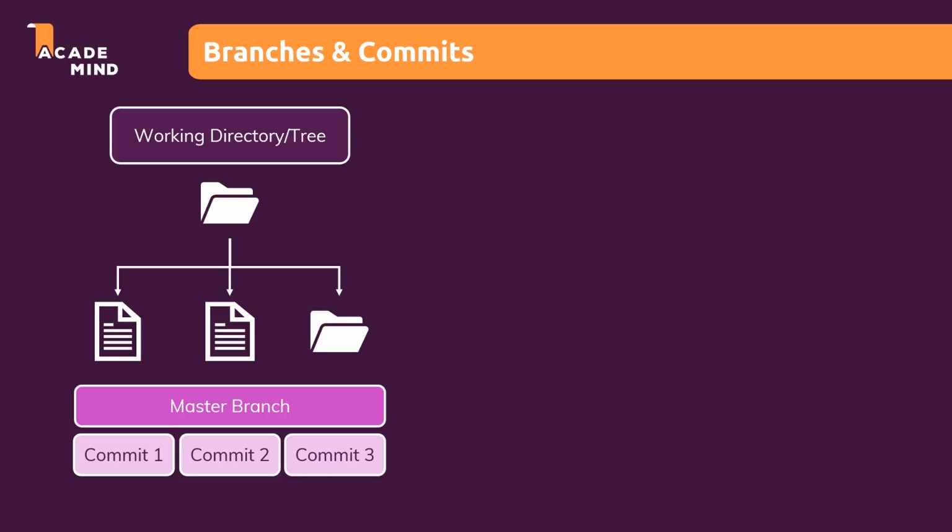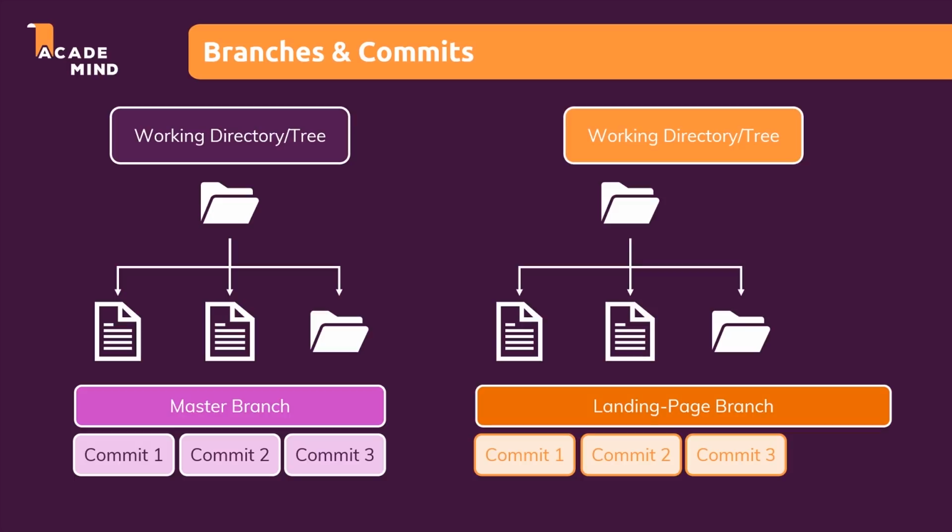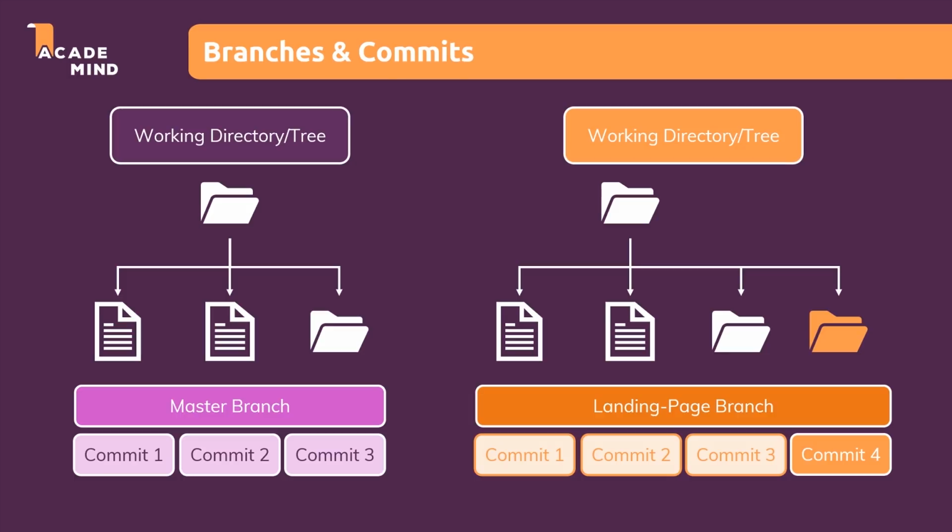So the goal now is to create such a copy of the master branch. In this case, we called it landing page branch, and then we want to add some additional folders maybe or files and additional commits. Later, we'll then have a look at how we can add these changes to the master branch. So keep that in mind. We have currently our master branch, which we'll now copy and then continue working on our project.